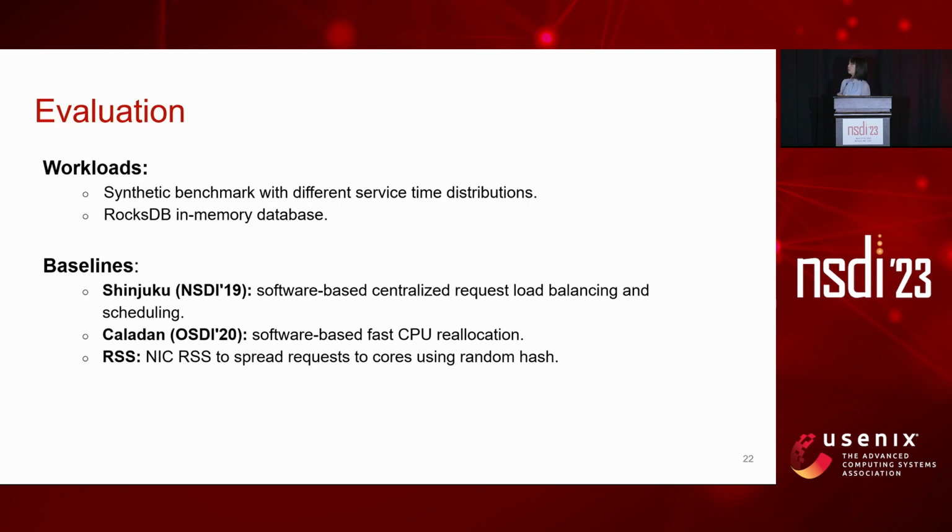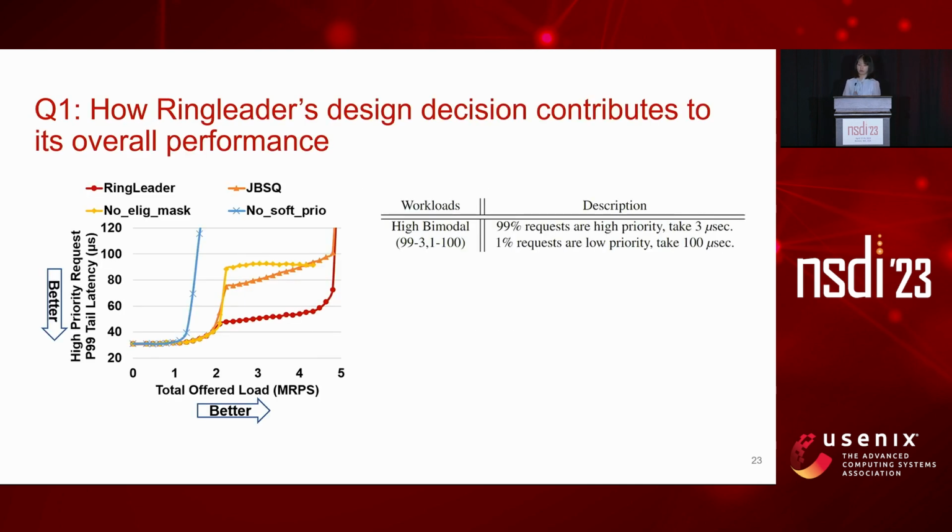For evaluation, we test Ringleader over a synthetic benchmark as well as RocksDB application. And we compare to three baselines, including Shinjuku, Caladan, and RSS. In today's talk, I will focus on the synthetic benchmark result and Shinjuku comparison. The first question we want to answer in our experiment is how Ringleader's design decisions contribute to its overall performance. We compare Ringleader with its reduced versions, where each reduced version just removes a single component from default Ringleader.